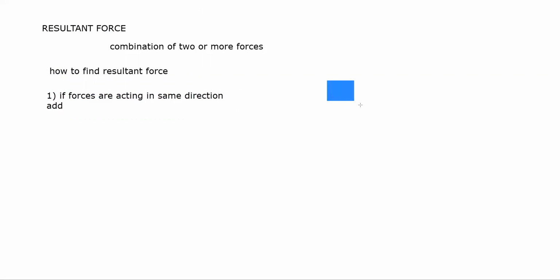So an object is there, and this object is on the ground. A force of 7 Newton and a force of 3 Newton is acting on the object. How to find the resultant force? So how can I find a resultant force?